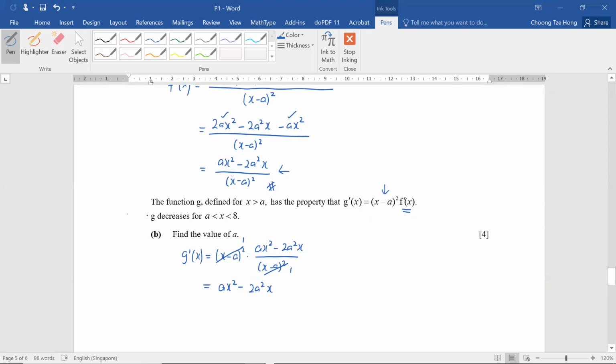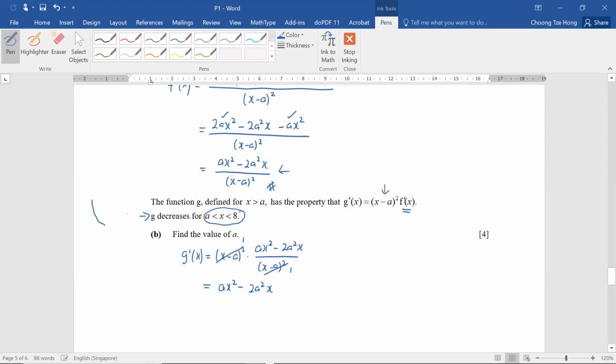For the next part of the question, they give you some more information. g decreases for x greater than a and less than 8. Basically, what they are saying is that this function, or this graph, which should be a curve, is decreasing for this range of x values.